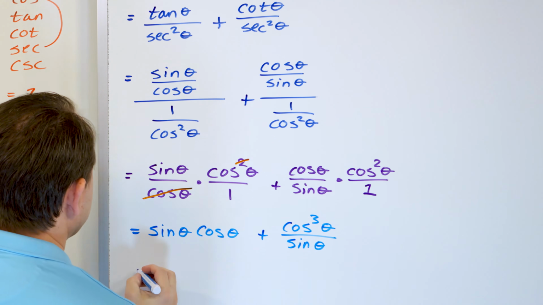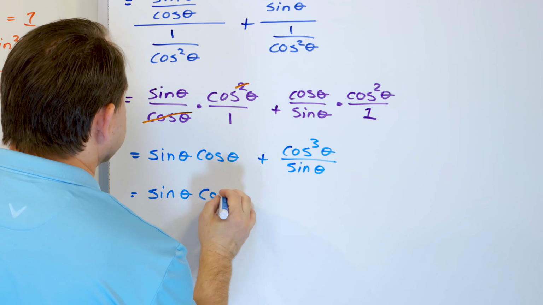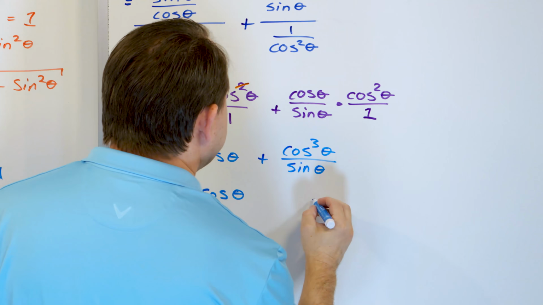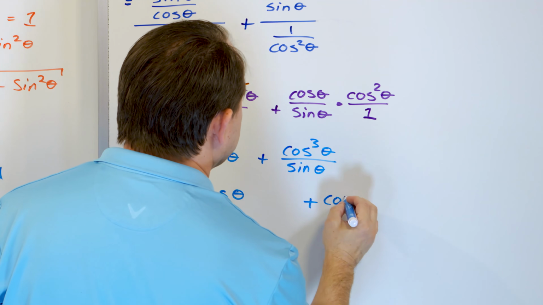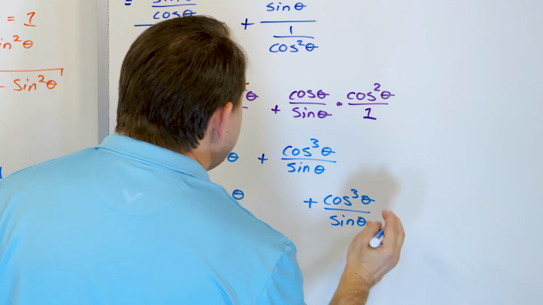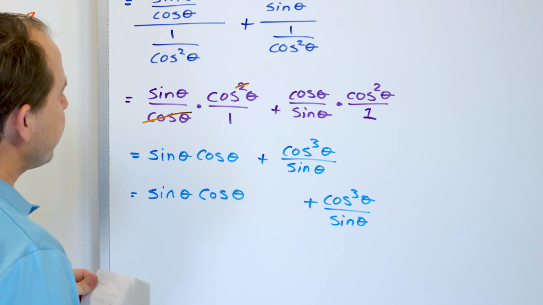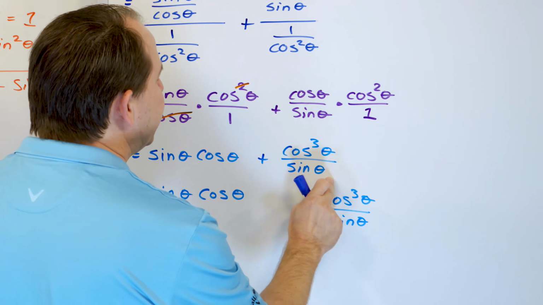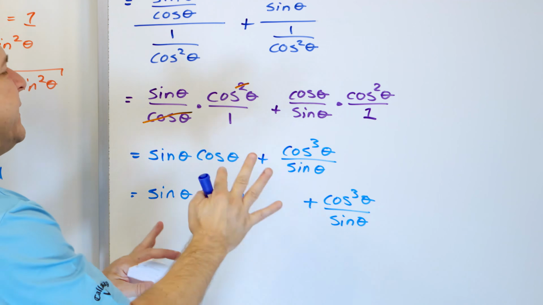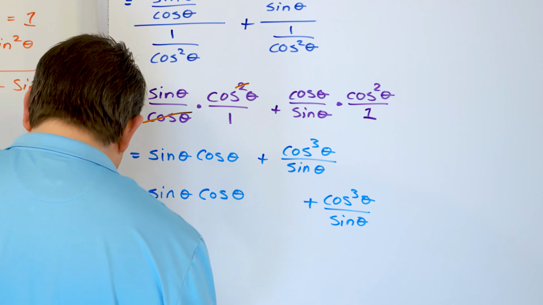So over here, what we have is the sine theta times cosine of theta. And then way over here, I'm going to put a skip over here and say cosine cubed of theta over sine of theta. How do we combine these together? We need to get a common denominator. And remember, we're going to use sine of theta. Any common denominator will work, but we want to choose a common denominator that is easy to get.